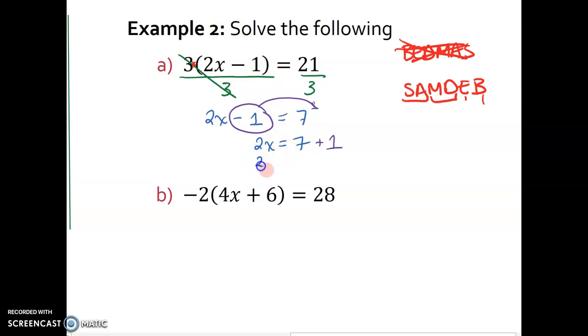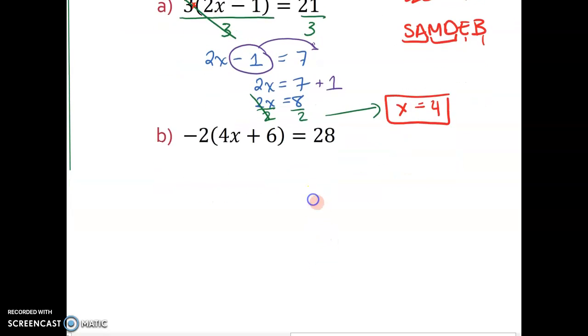So I would have 2x is equal to 8. And now to get rid of that 2 in front, I divide both sides by 2. I'm just going to run out of space, so I'm going to make an arrow. That got rid of the 2. So my answer is x on the left side and 8 divided by 2, which is 4. Are you okay with that?